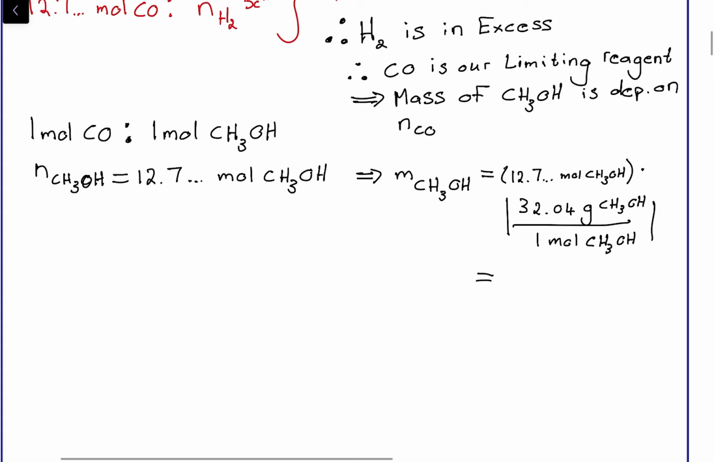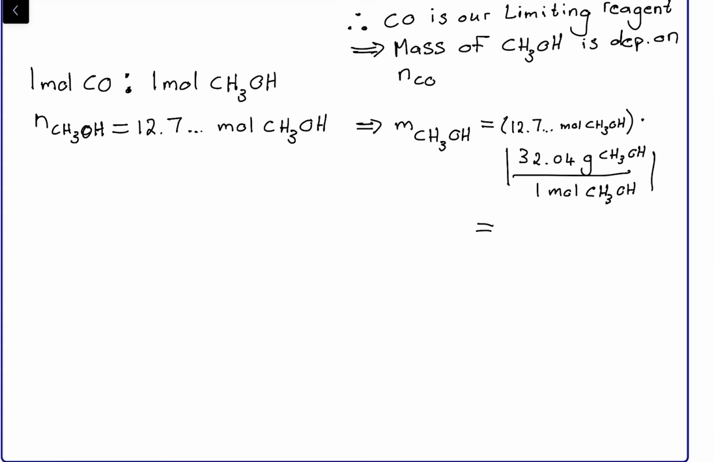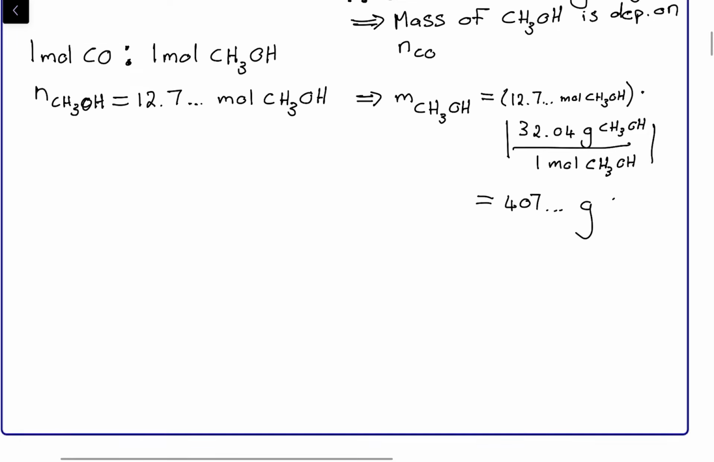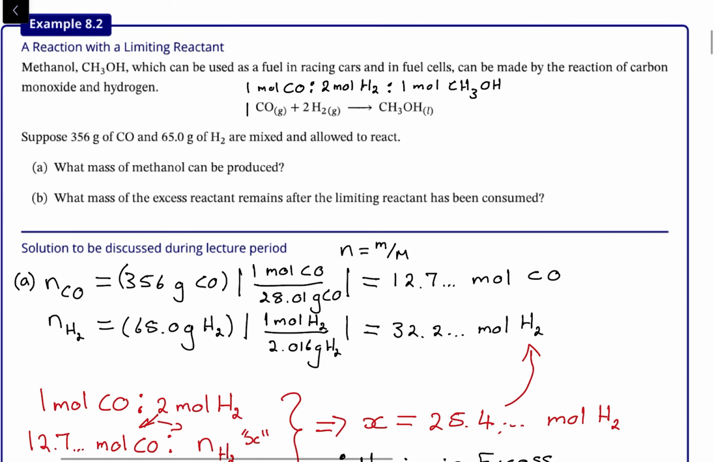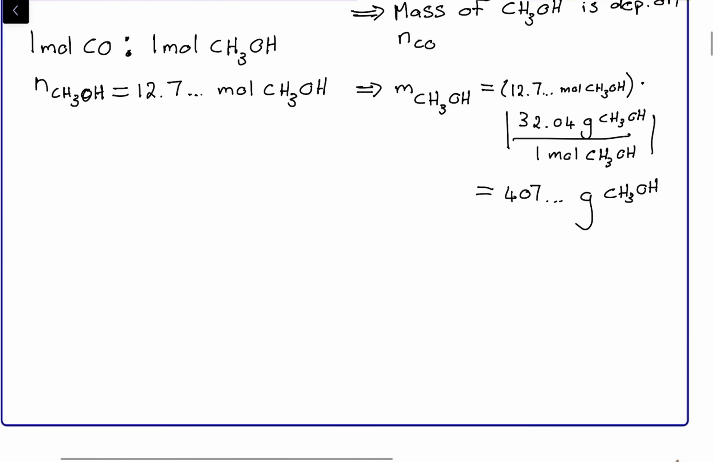So multiply there, and that will give you a mass of 407. There's some numbers there. Gram CH3OH. Okay. Technically this is our final answer, so we can round it to 3 significant figures. Yes, 3 significant figures. So I can actually just round it there. 407 gram methanol. All right. And that is the end of A.